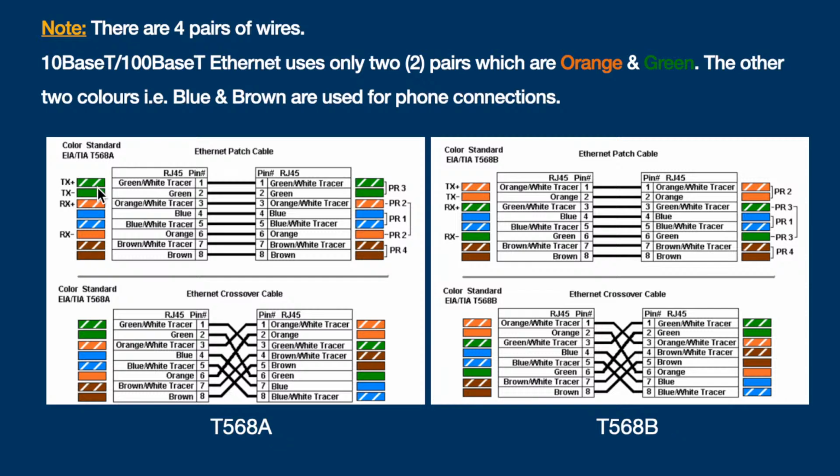T568A, if you look at the color code, this is the wire visually, okay? We have green, white, we have green, we have orange, and we have blue. You can see the pattern changes. The pattern here changes, okay? Now we have blue, white, we have what? Orange, then we have what? Purple, and white and purple, okay?